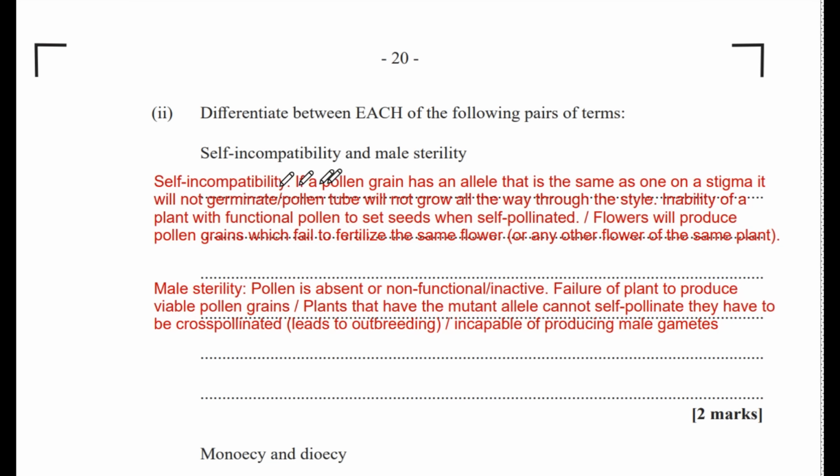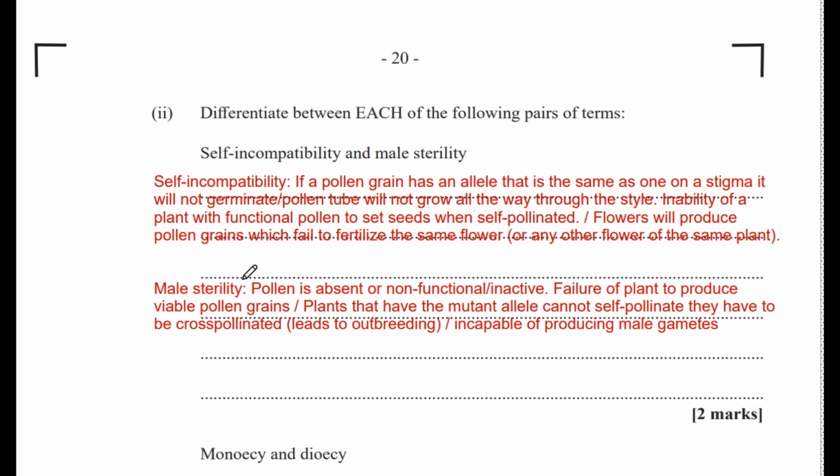Self-incompatibility, I just say, if a pollen grain has an allele that is the same as one on the stigma, it will not germinate, or the pollen tube will not grow all the way through the style. It's self-incompatible, right? So it's an inability of a plant with functional pollen to set seeds when self-pollinated. It needs to get pollinated by something else that doesn't have the same alleles, right?